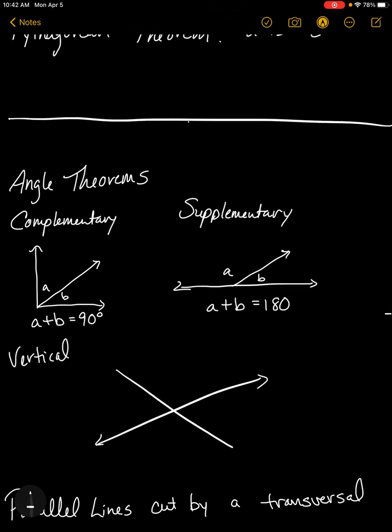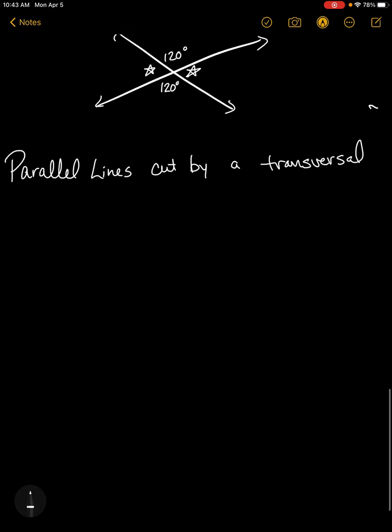Vertical angles are when you have 2 intersecting lines and vertical angles are made across from each other. So these 2 angles, I'll just say star and star. Those are equal to each other. So if they're 60 degrees, they are. If this is 120, so is the one across from it. Those are vertical angles. They go across from each other.